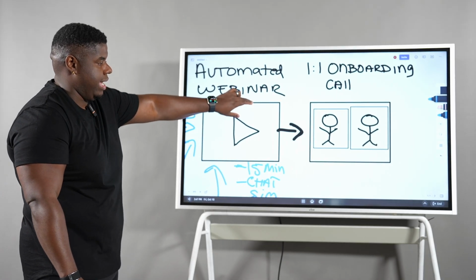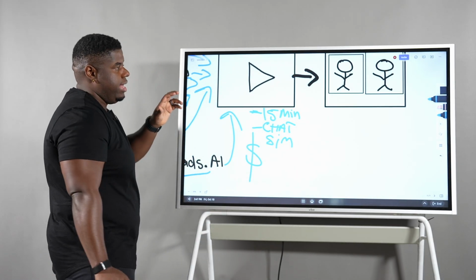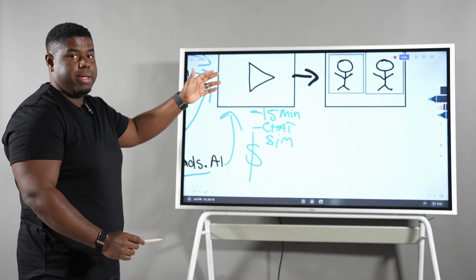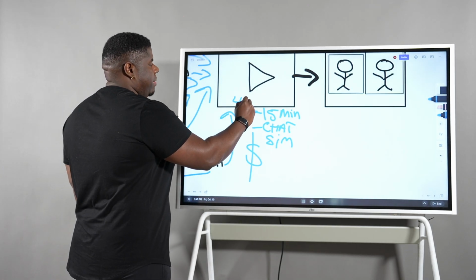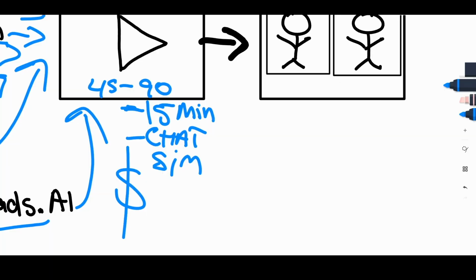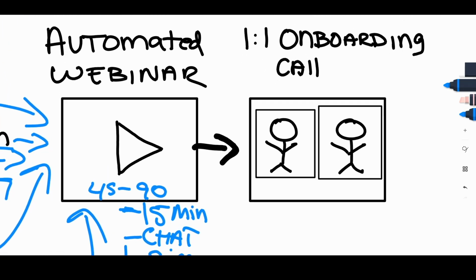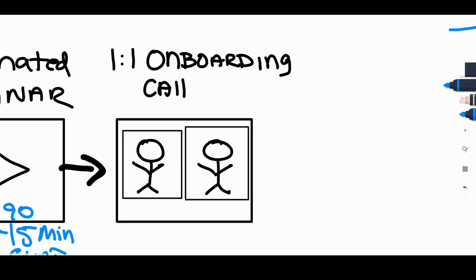When you get a sale on the automated webinar, this is where the sale takes place, they watch a 45-minute to 90-minute presentation. On this presentation is where they make a buying decision. That means no more sales calls, no more phone calls, no more one-on-one sales calls needed. You bring them to one presentation that you recorded one time. Then they watch this 45-minute to 90-minute presentation, and after that, they go through one-on-one onboarding.